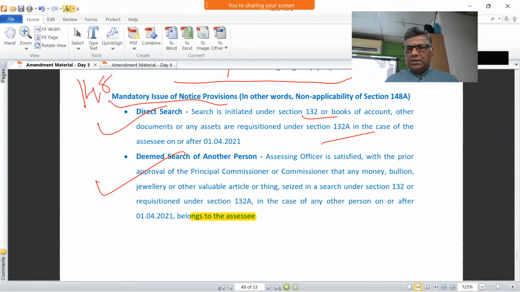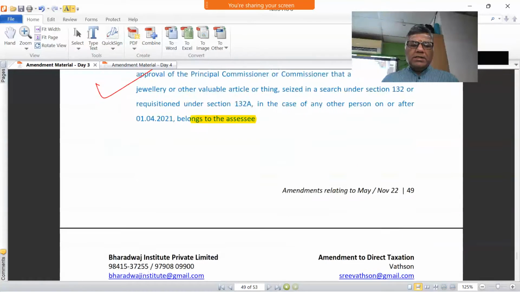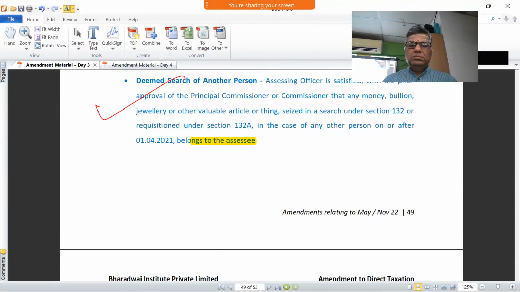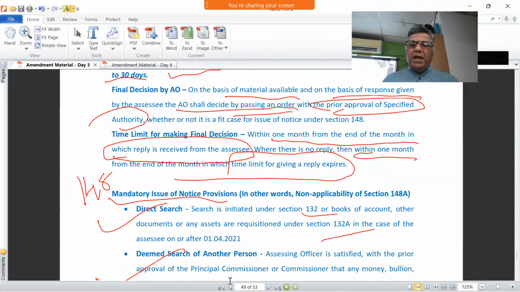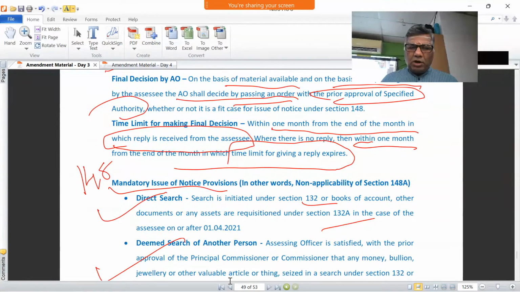Such a decision shall be made within 1 month from the end of the month in which reply is obtained, or time for reply lapses.